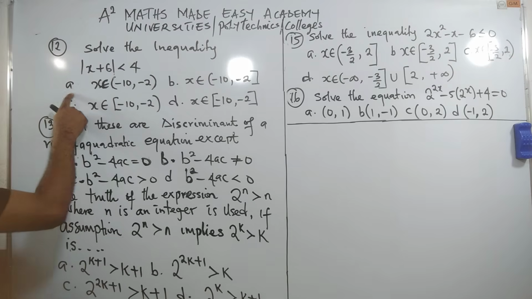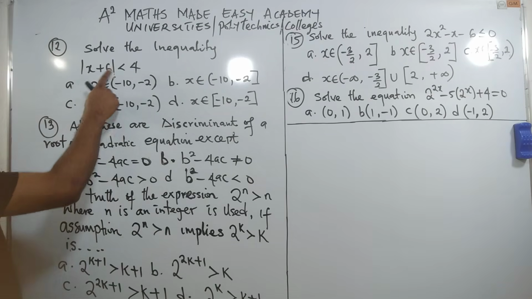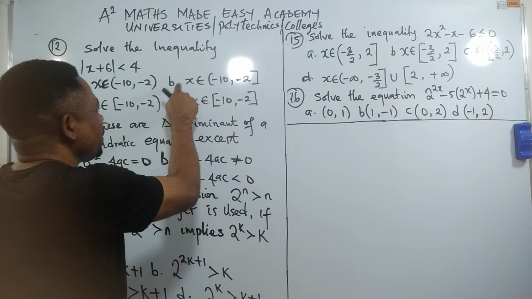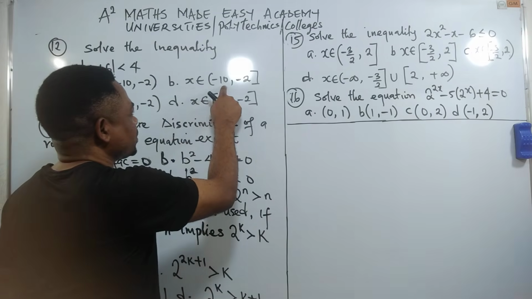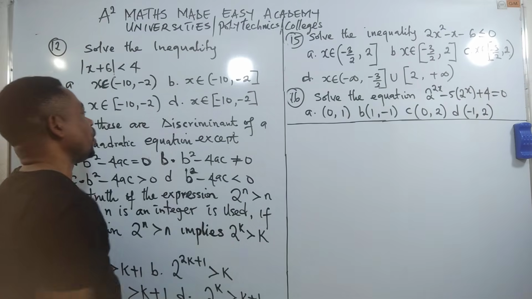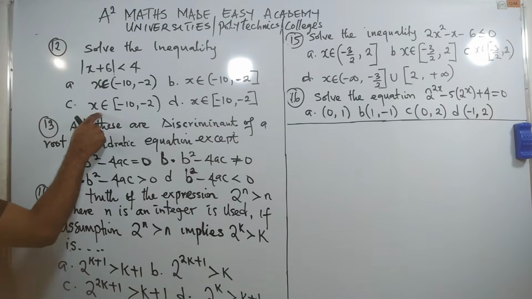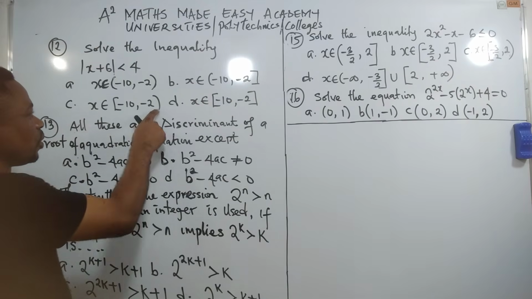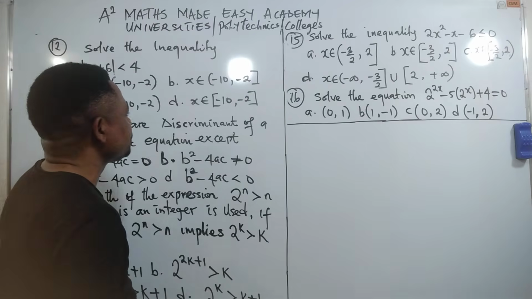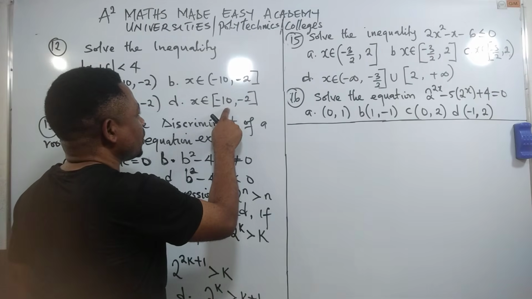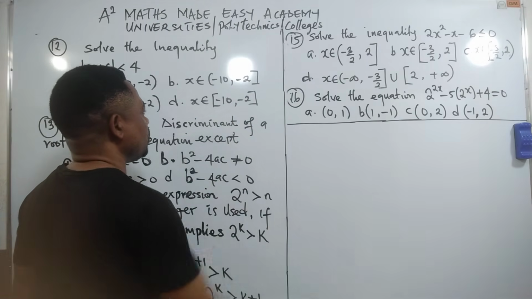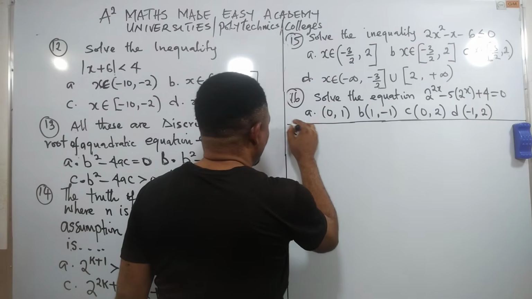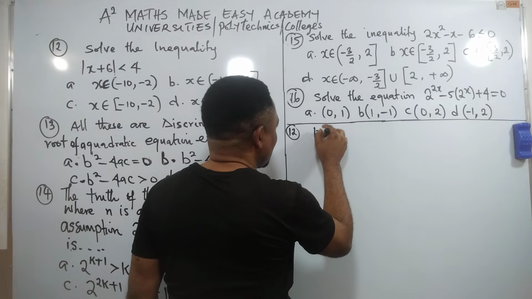The first one, option A, says x is a member, bracket, minus 10, comma, minus 2, bracket. Option B, x is a member, bracket, minus 10, comma, minus 2, block. Then C, x is a member, block, minus 10, comma, minus 2, bracket. Then option D, x is a member, block, minus 10, comma, minus 2, block.